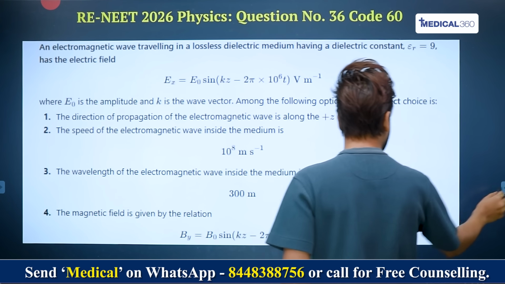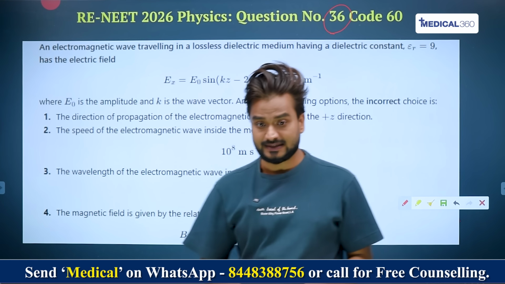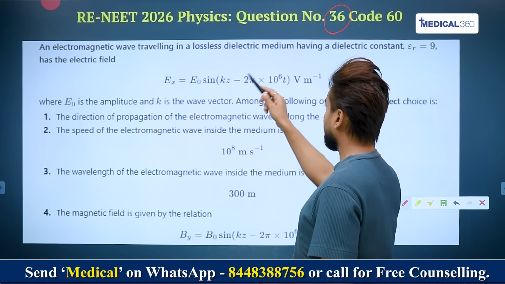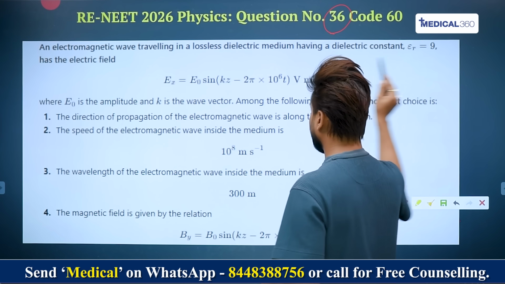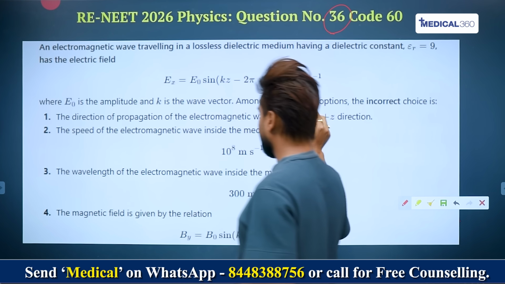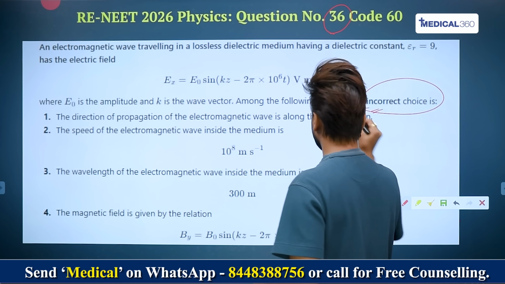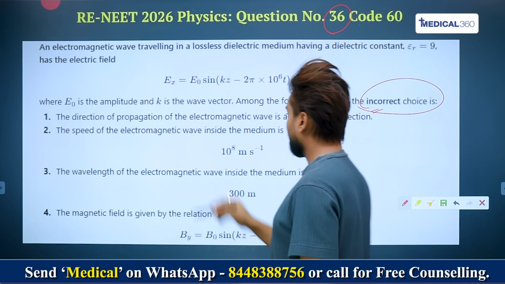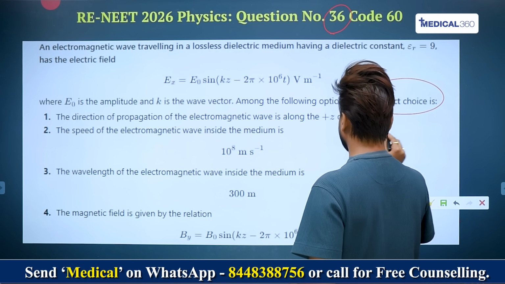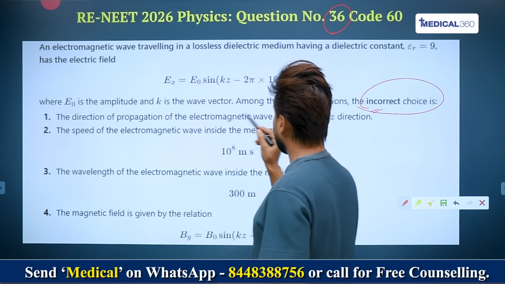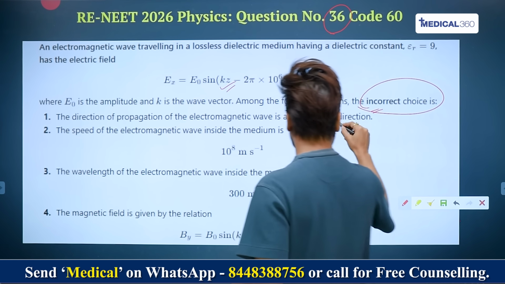Okay, the next question that we have is again from physics, that is question number 36, code number 60. The question says an electromagnetic wave traveling in a lossless dielectric medium having a dielectric constant 9 has the electric field given, and it has asked which of the following are the incorrect choices with respect to this equation. The first is the direction of propagation of the electromagnetic wave is along the plus z direction, but actually it is correct because here we have z, so this is a correct option.